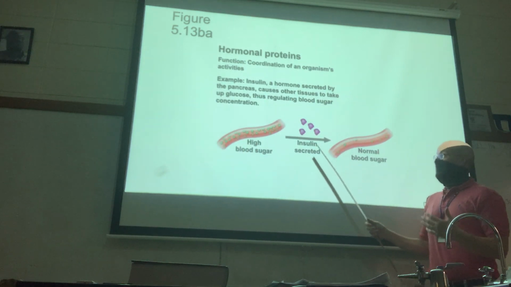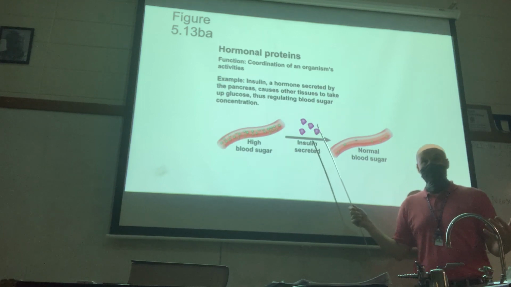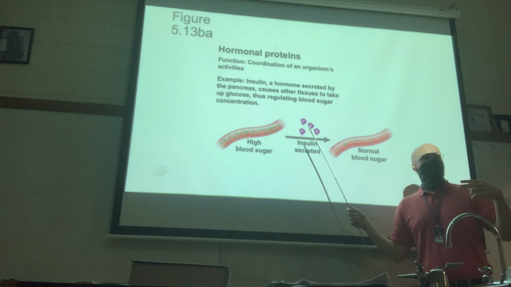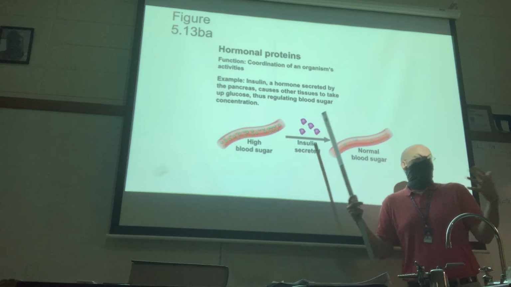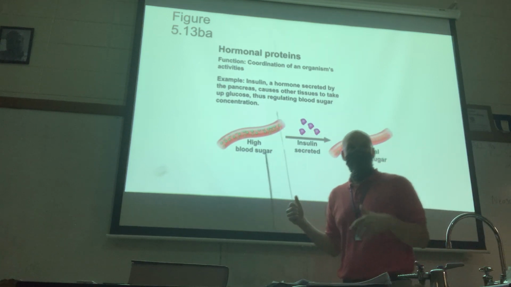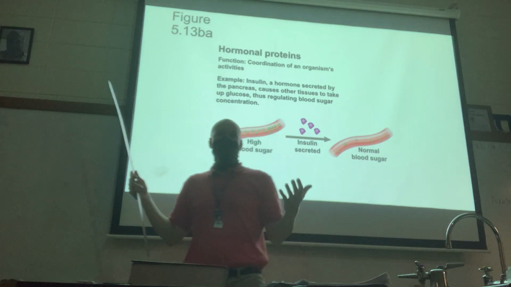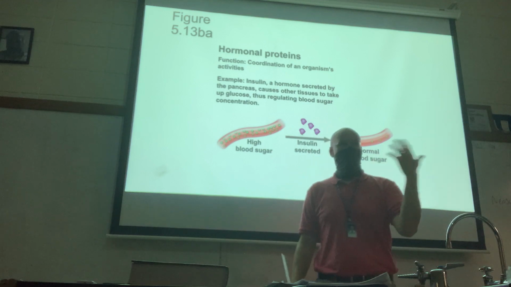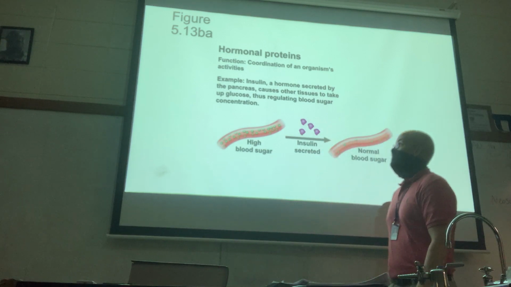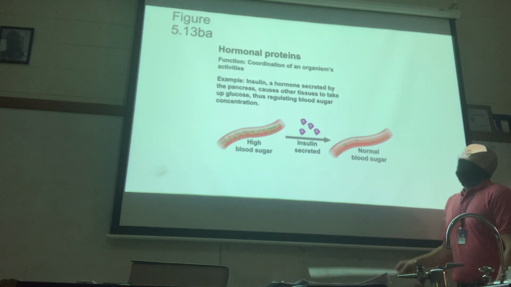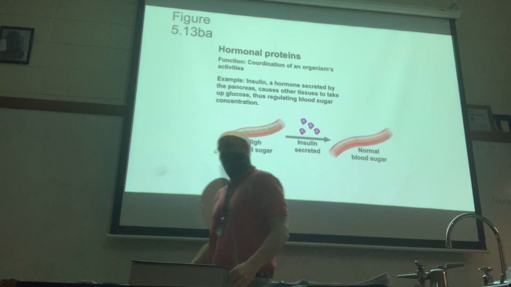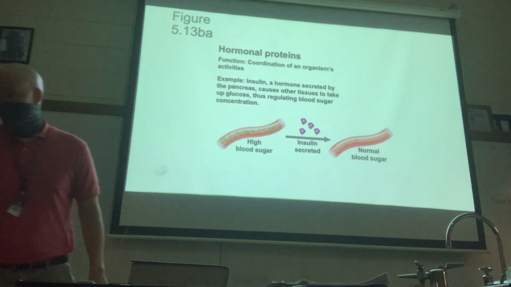So in the case of diabetes, some people can't make insulin, and other people, the insulin just doesn't successfully send the message. They make insulin, they secrete it, but their cells and other parts of their body don't actually react to it. But that's another example of how proteins are used by the body as certain hormones.